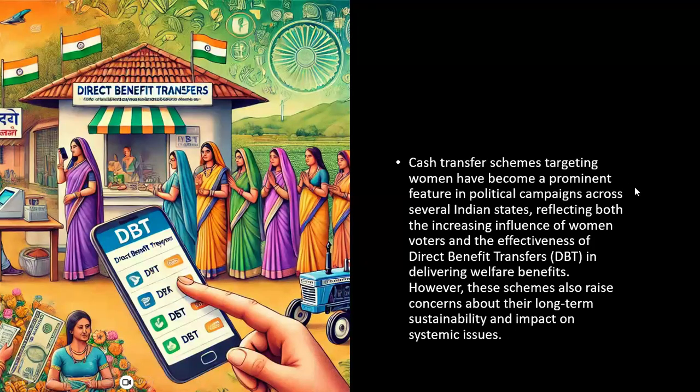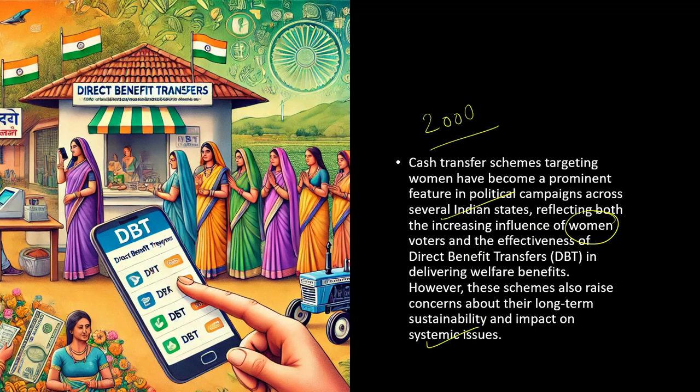Cash transfer schemes targeting women have become a very prominent feature, especially in political campaigns across several Indian states. For example, in Karnataka, every woman household head will get 2000 rupees. This is called the Gruha Lakshmi scheme. This is just one example. Now this reflects both the increasing influence of women voters. So we need to understand that over a period of time, the number of women who vote is increasing. That is the reason we have this, direct benefit transfer and the effectiveness of direct benefit transfer in delivering women welfare benefits. However, these schemes also raise concern about long-term sustainability and impacting systemic issues.